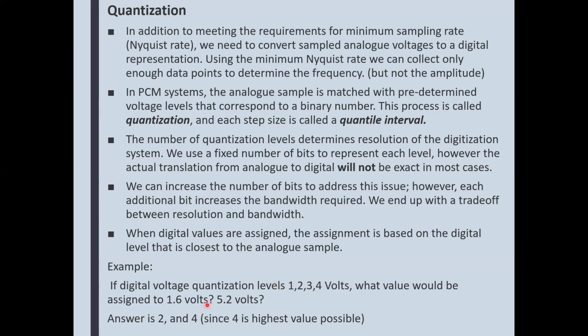1.6 would be the closest to the 2, so it would snap onto a 2. And 5.2 is somewhere here past 4, so the highest you can get is 4, so that's it. You're going to get some aliasing when it comes to that, because it's just one. All right, okay. Answer is 2 and 4. Here are the answers. Since the highest value possible is 4, anything beyond 4 is going to be 4. Clip that 4.